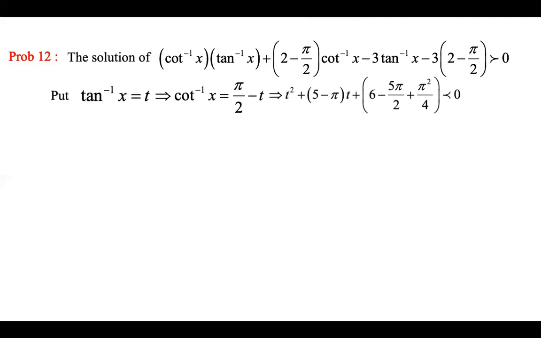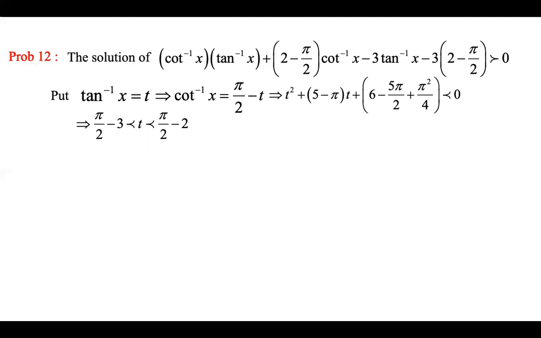So the overall expression will become like this: t square plus 5 minus pi times t plus 6 minus 5 pi by 2 plus pi square by 4 less than 0. So from this, that expression becomes like this. When you factorize that quadratic, the t values that we are getting will be in between pi by 2 minus 3 and pi by 2 minus 2.